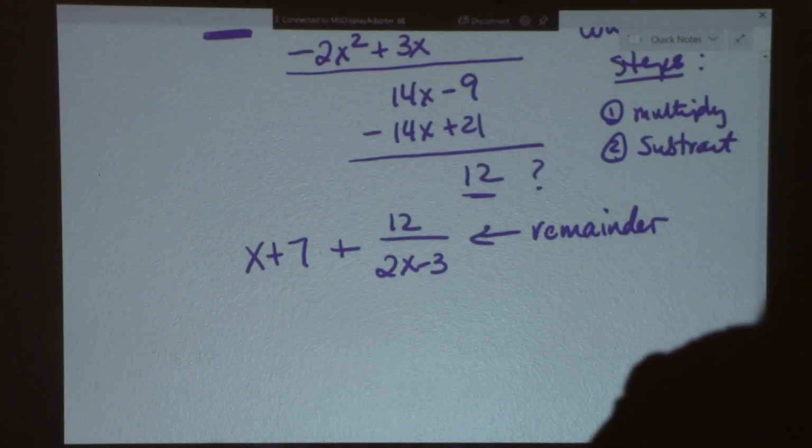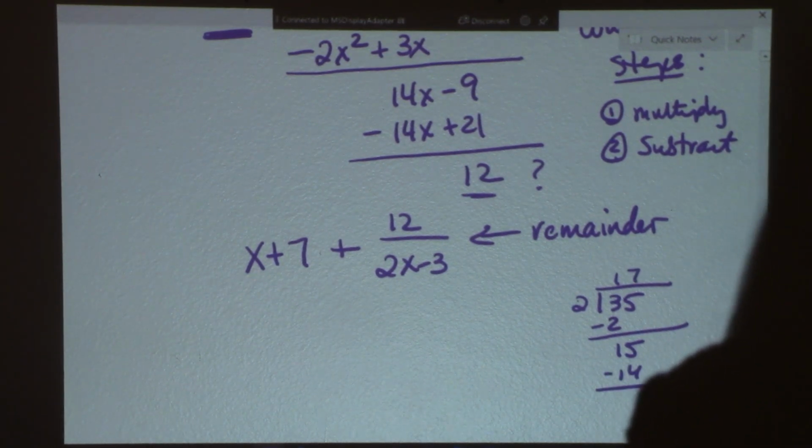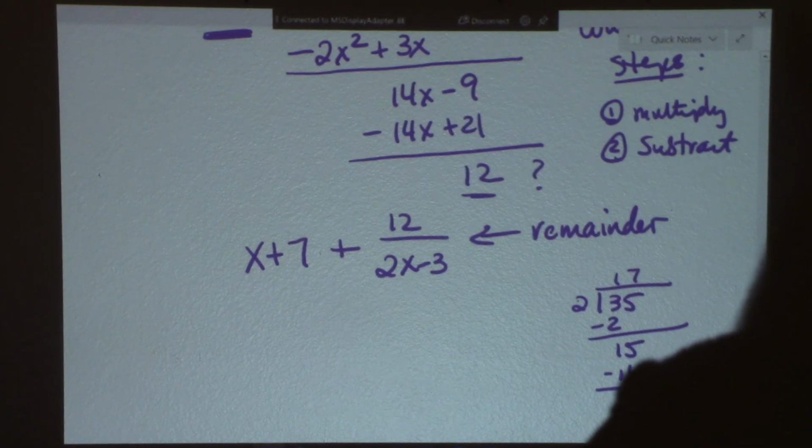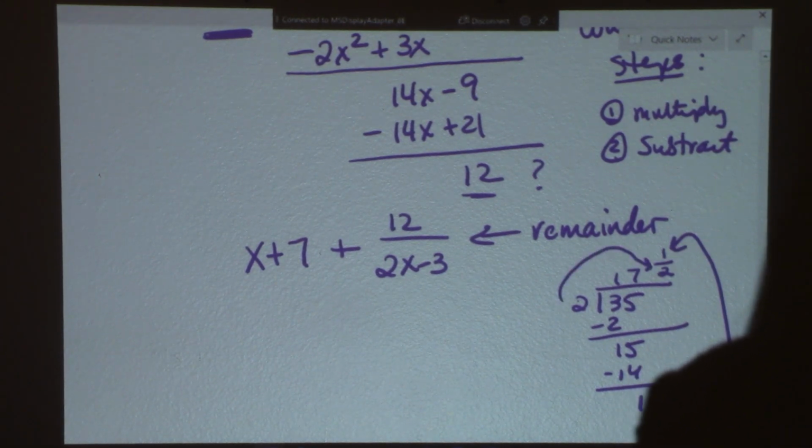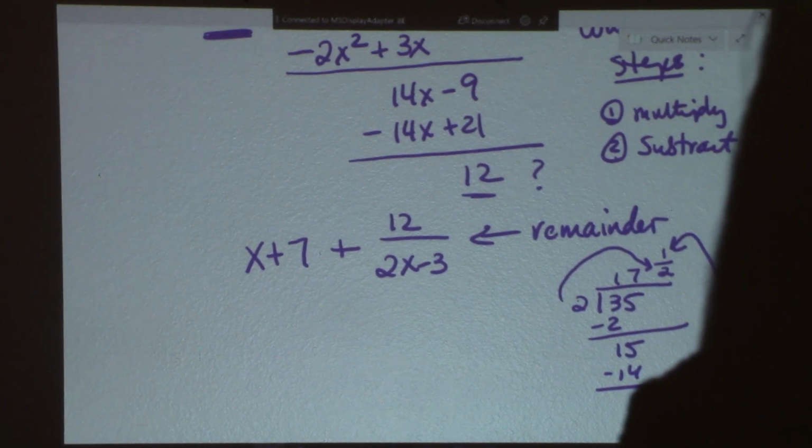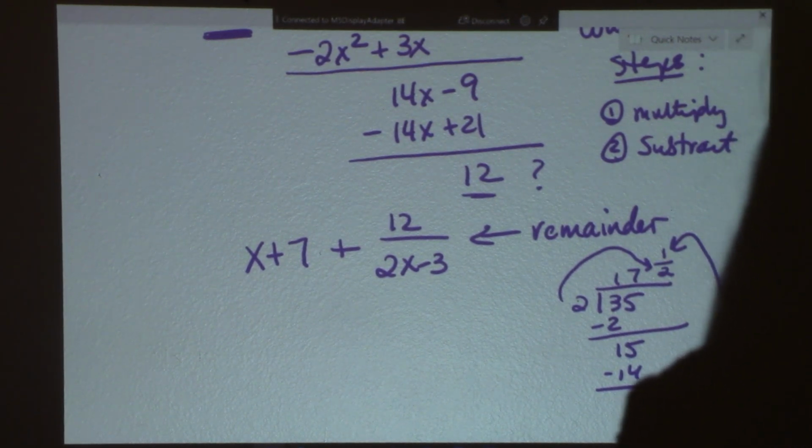Just like, let's say I had 2 going into 35, right? If I was going to divide that, I would say 2 goes into 3 once, subtract, I have 15, 2 goes into 15 7 times. And what do I do with that when I have 1 left over? Well, I write it as 1 over 2. So the remainder goes on top, and then my divisor goes in the bottom, right? 17 and a half. 1/2 is my remainder.